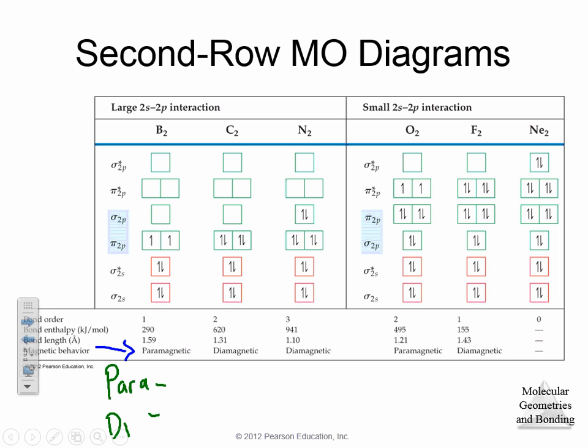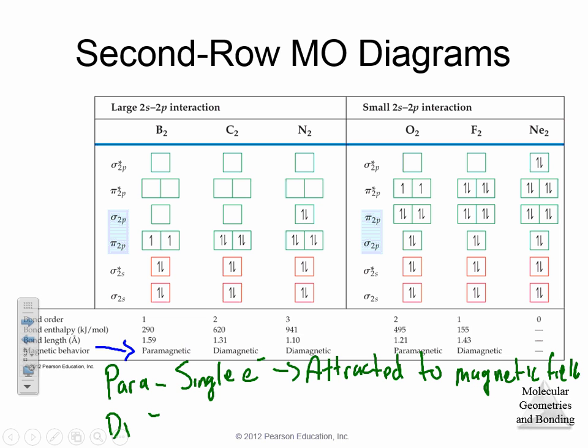Well, paramagnetic means that there's a single electron in an orbital. There's a single electron available. And the result of something being paramagnetic is it is attracted to a magnetic field. The molecule is attracted to a magnetic field. Then, diamagnetic means that there is a full orbital. There are no singles floating around. All our orbitals are full. And when we have a full orbital, or what we call paired electrons, there is a weak repulsion from a magnetic field.